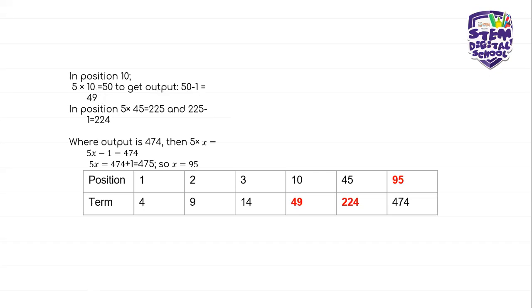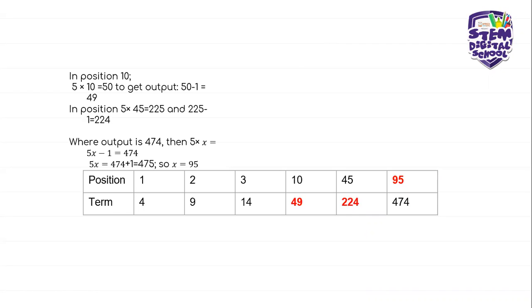And then to get the next term there, which corresponds with 45, you do the same. Your constant difference is 5, and then you take 5 and multiply it by 45. So 5 times 45, as I said earlier, is 225. And then 225 minus 1 gives you 224. So the answer here will be 224.